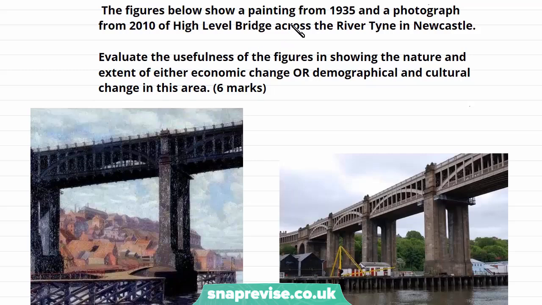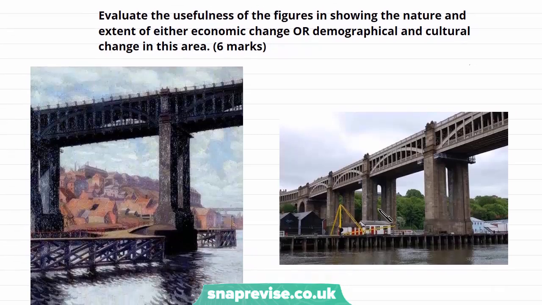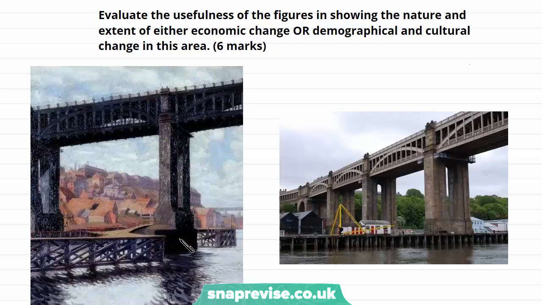So the figures below show a painting from 1935 and a photograph from 2010 of the High Level Bridge across the River Tyne in Newcastle. So here is our painting from 1935 and our photograph from 2010. And what we're being asked to do is to evaluate the usefulness of the figures in showing the nature and extent of either economic change or demographic and cultural change in this area.